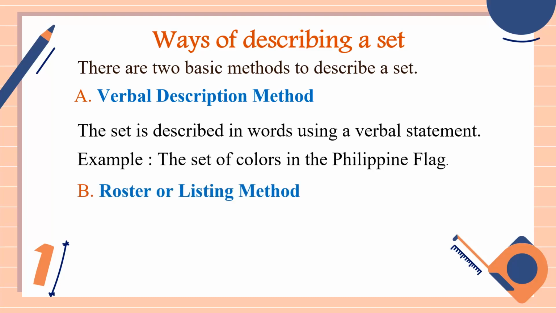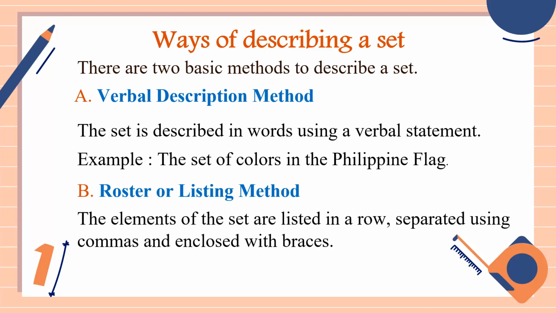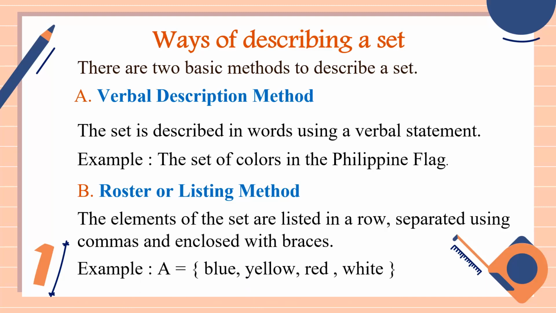And the other method is the roster or listing method. In the roster or listing method, the elements of a set are listed in a row, separated using commas, and enclosed in braces. So if you write the verbal description, the set of colors in the Philippine flag, in roster or listing method, our answer would be set A: blue, yellow, red, and then white. So that's how you write it, class, in roster or listing method.